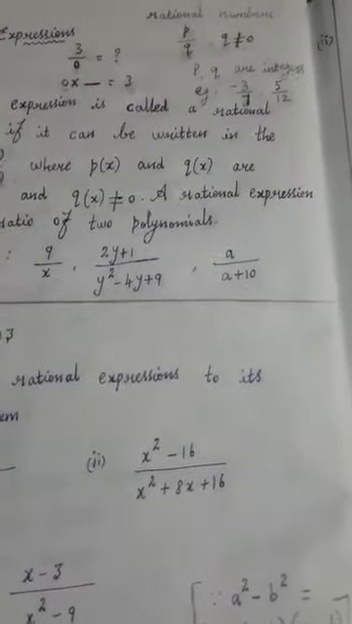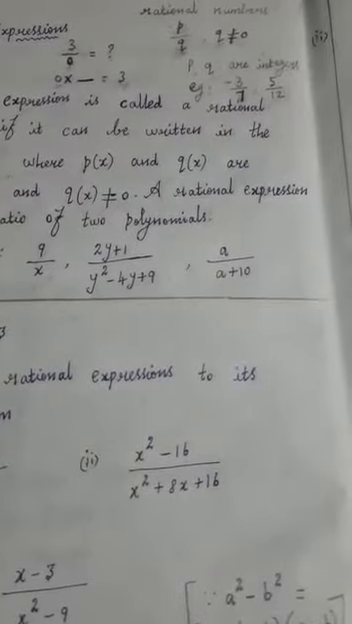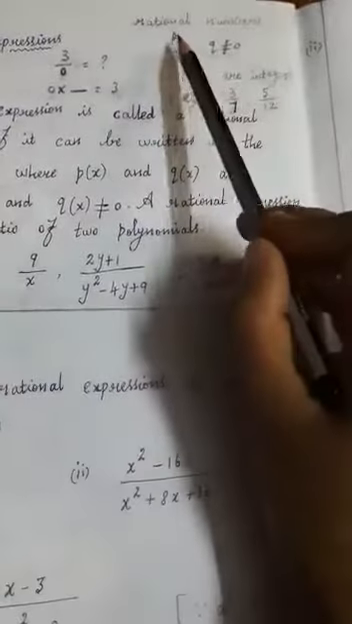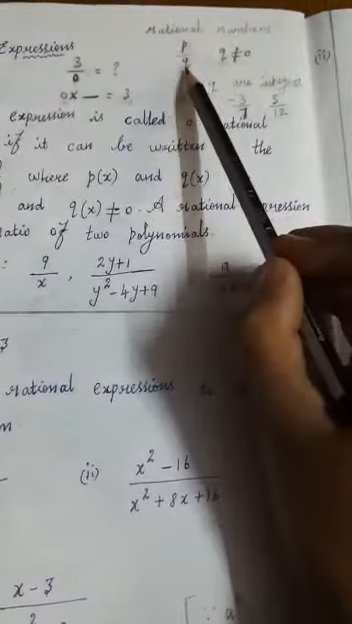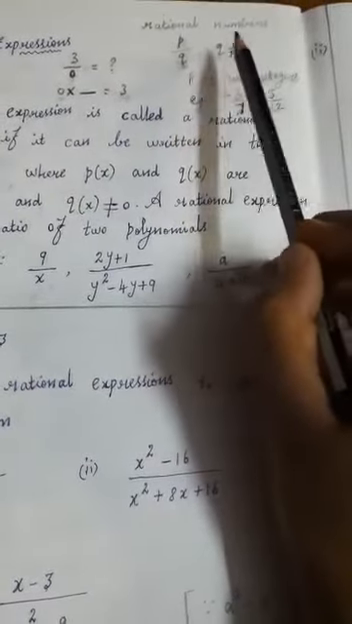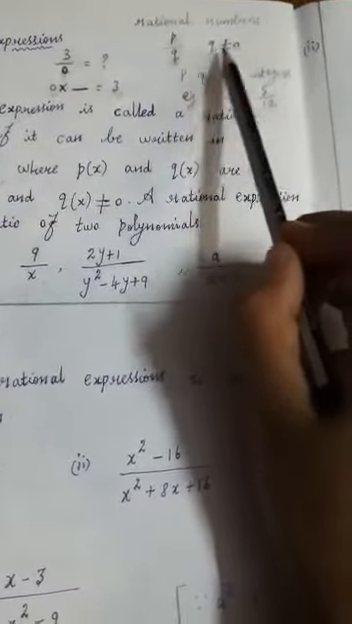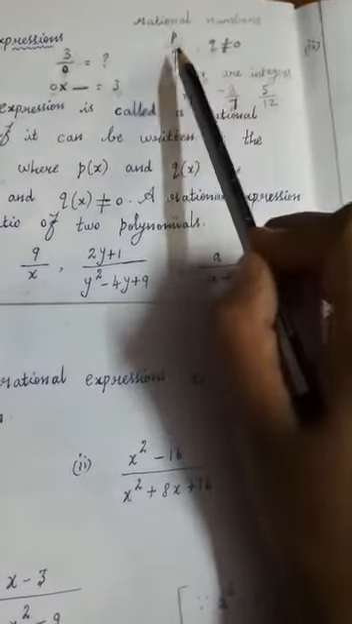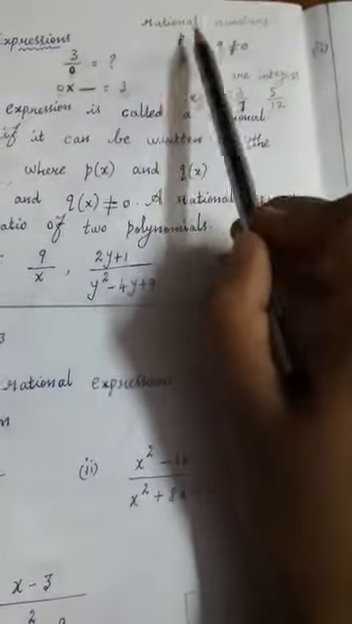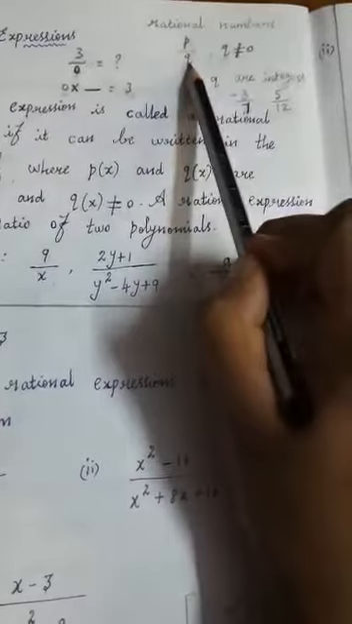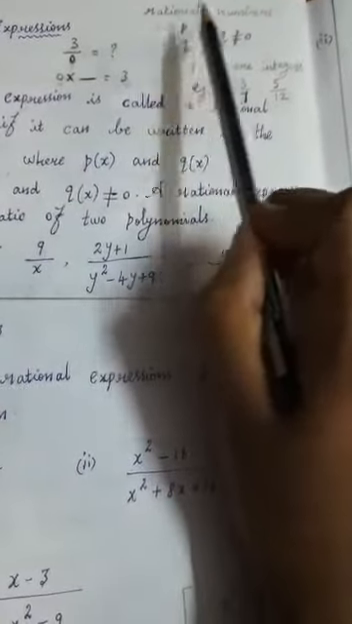Already we know that any number that can be expressed in the form of p by q, one number in the numerator, another number in the denominator. There are a few conditions we need to know. q not equal to 0, that means the denominator should not be 0. Any number divided by 0, what is the value of that? That value is undefined.